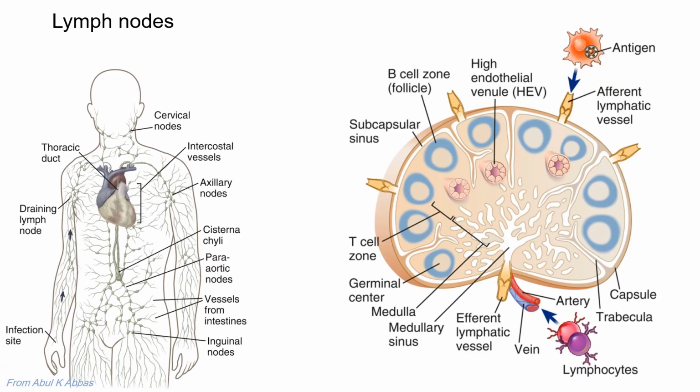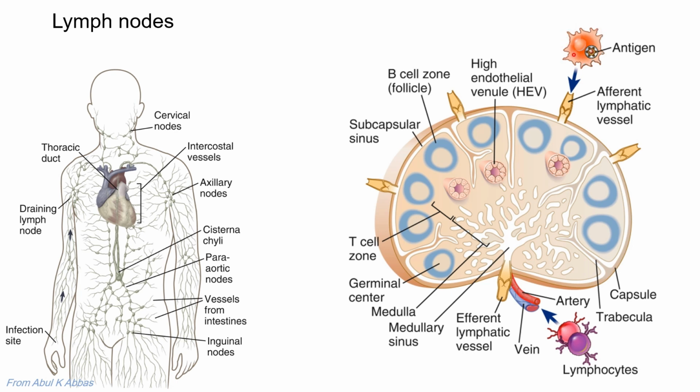What we can see now is one lymph node, and this is one of a huge number of lymph nodes scattered across our body. Each one is about the size of a walnut, and these are all encapsulated. So this is the capsule. Underneath the capsule is the subcapsular sinus, and the subcapsular sinus brings antigens into the middle of the lymph node.